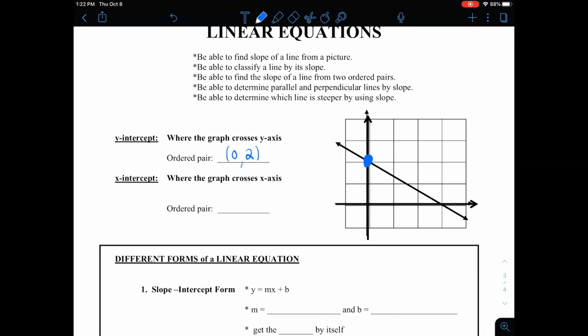It is 0, 2. Okay, if you're still struggling with that, remember, if you don't go left or right at all, you're going to stay there. It's going to be 0, and then you go up 2, so it's 2. The left number is left or right. The right number is up or down.